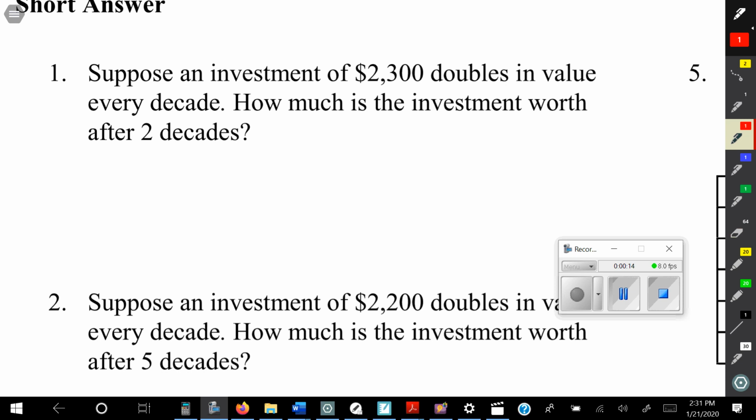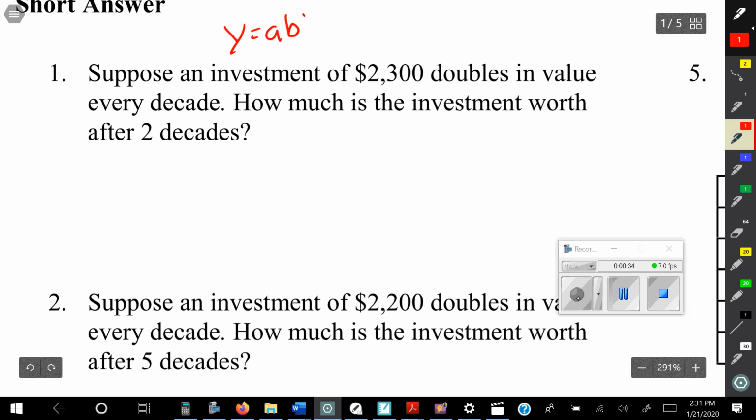So let's begin. In this first problem, it says, suppose an investment of $2,300 doubles in value every decade. How much is the investment worth after 2 decades? So what we want to do is start with this function. The base is y equals a b raised to the x. And we have to find two things, the a and the b, to write the equation. Once we write the equation, we can plug in the x to find out what y is.